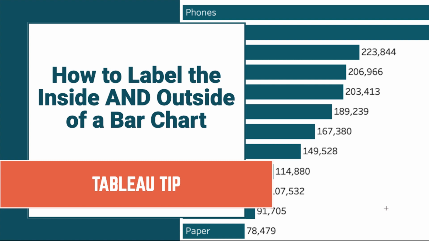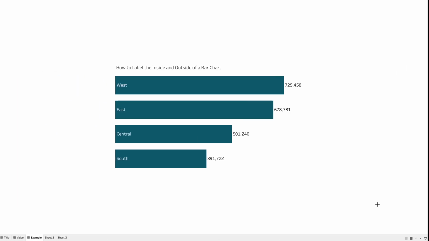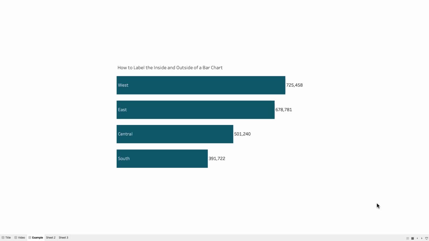In this tip, I'm going to show you how to label both the inside and the outside of a bar chart. As an example, I have a bar chart here of sales by region. On the end of the bar, I have the value, and on the inside of the bar on the left, I have the name of the region. So how do we build that?